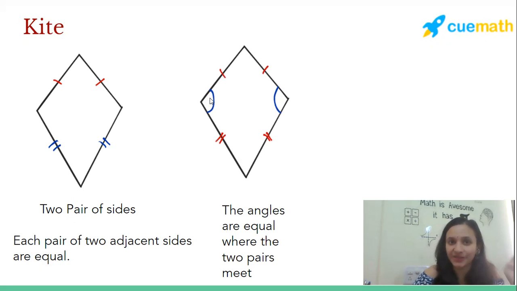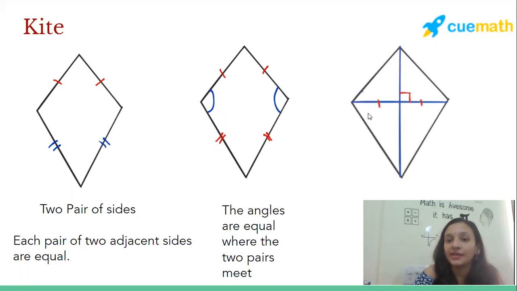So this is a little different. Kite is a little different. So you'll have to pay attention here, follow very closely. And finally, the diagonals intersect each other at 90 degrees.